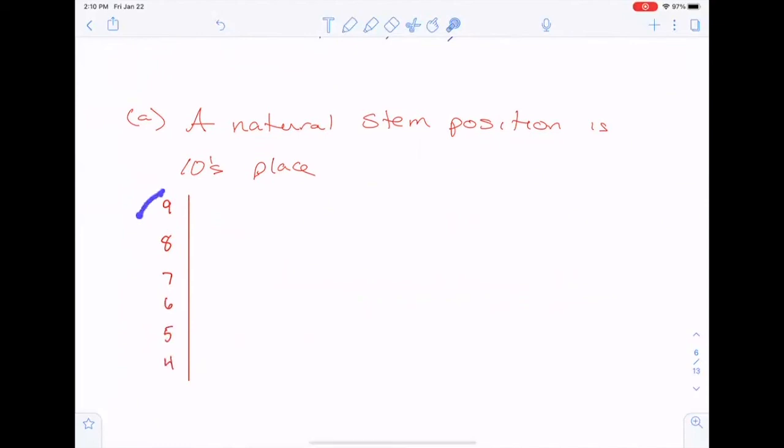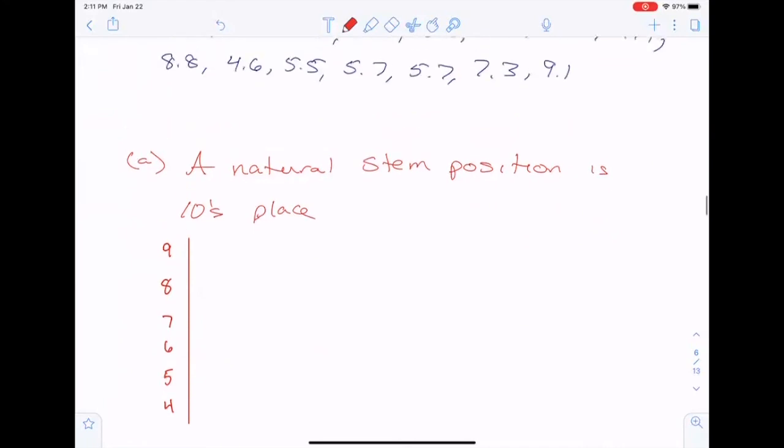What we don't want to do is skip any of these, even if none are present. Let's say this data set had no 70s. We still wouldn't want to skip it. We would still put that there, and we would just have an empty leaf plot over here.